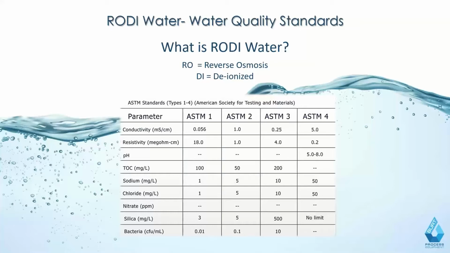It's broken down between standards such as the ASTM standards, which as you can see here encompass resistivity, pH, TOC, number of different ions between sodium chloride, silicas, bacterias, and these also go to electronics grade waters as well, ASTM E1, E2, E3, E4 as well.